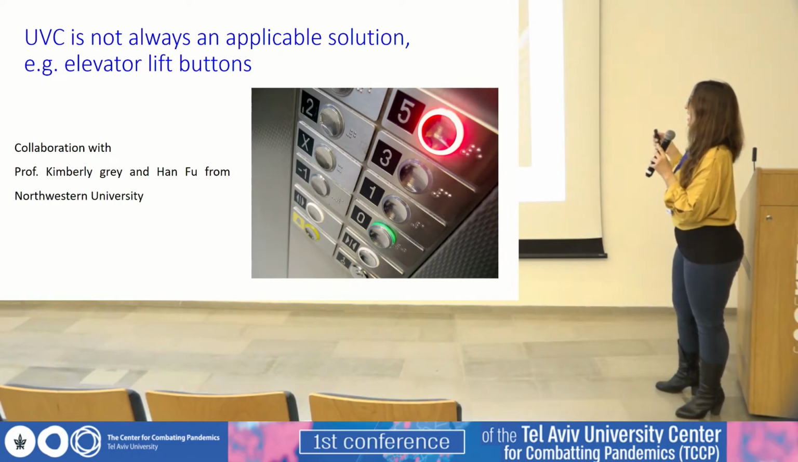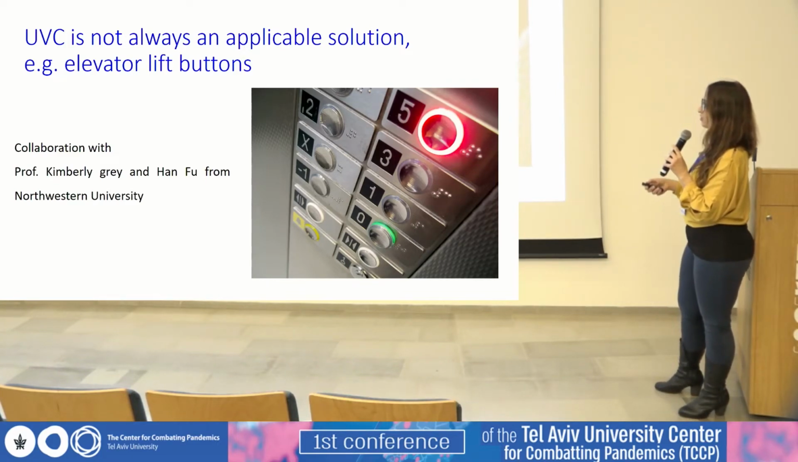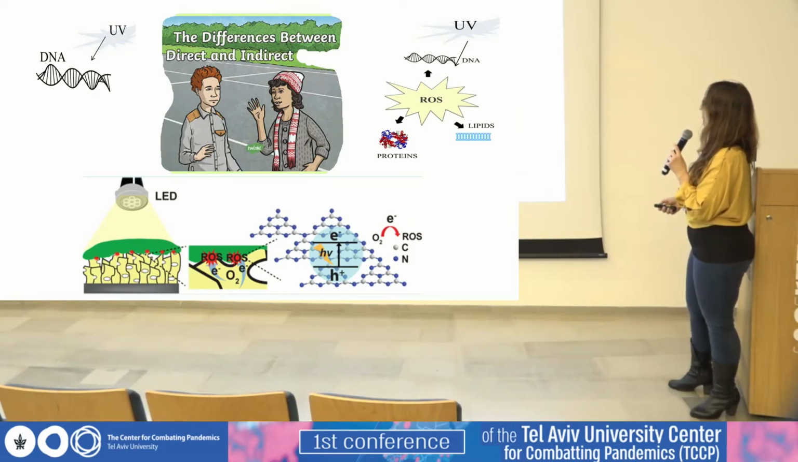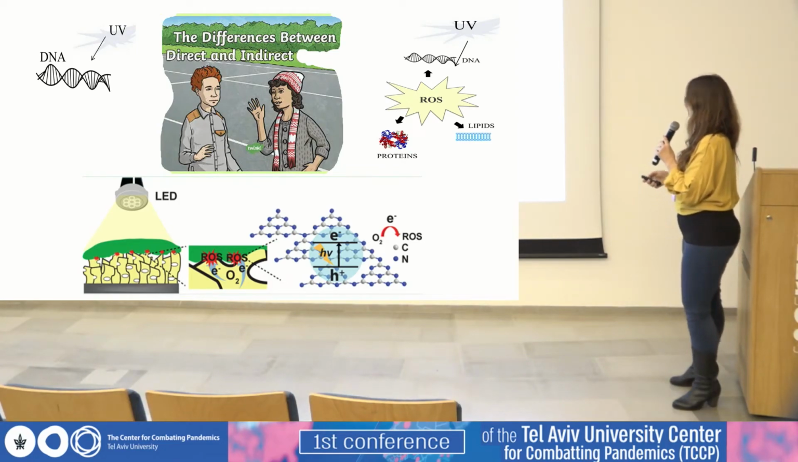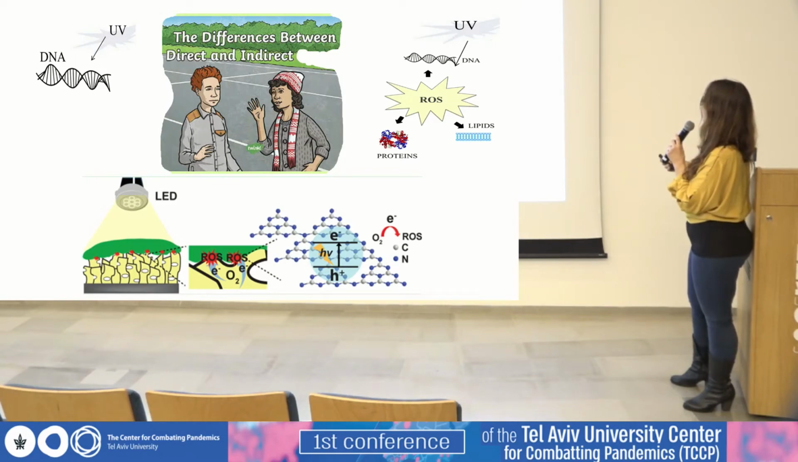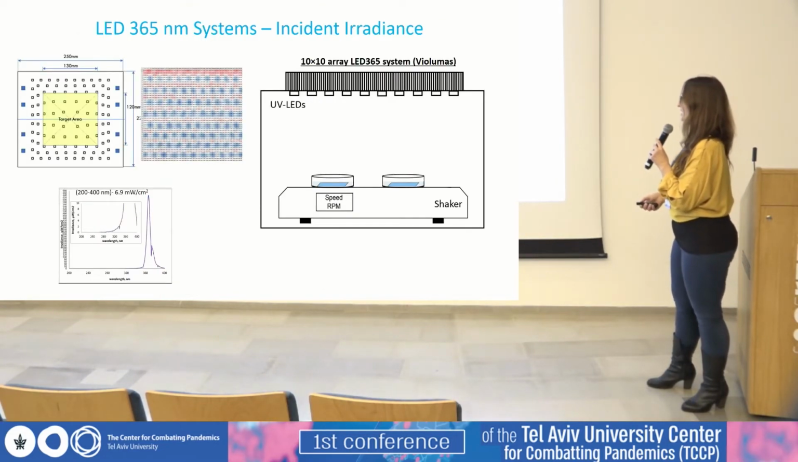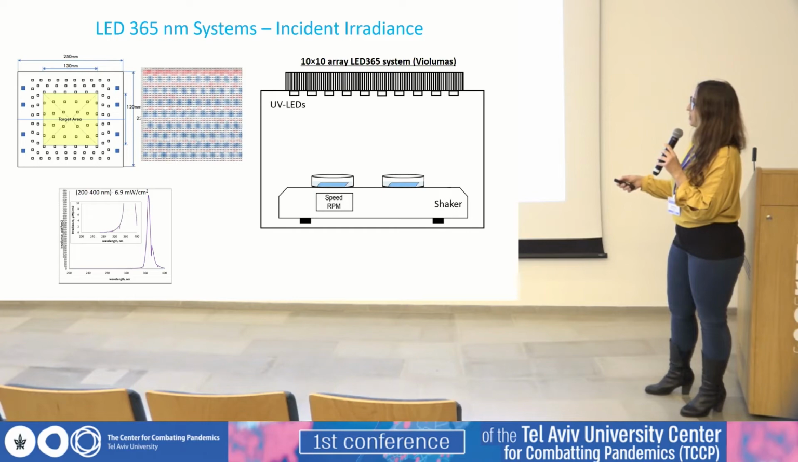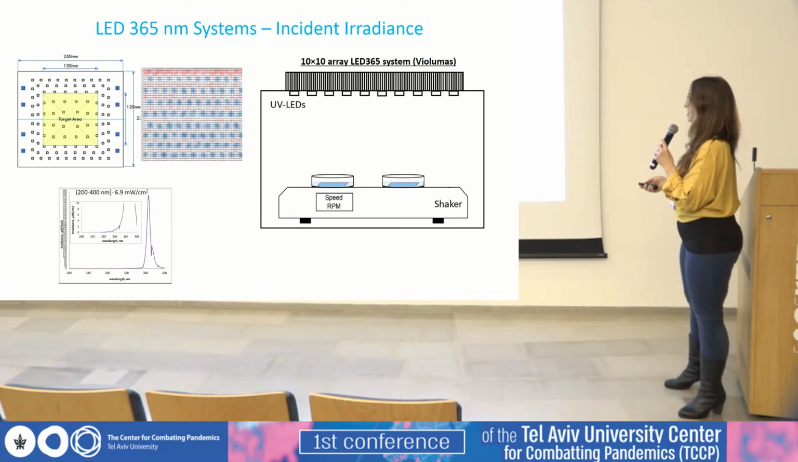And then the next step was to see if we can design transparent high-touch surfaces that can self-disinfect. This work is in collaboration with Professor Kimberly Gray from Northwestern University. In this case, we activated a photocatalyst using UVA light. The activated photocatalyst generates reactive oxygen species that can oxidize the proteins and the lipids and the DNA inside the cell. For this goal, we designed a system that had 100 LEDs. These LEDs are at 365 nanometers, so they're in the UVA range.